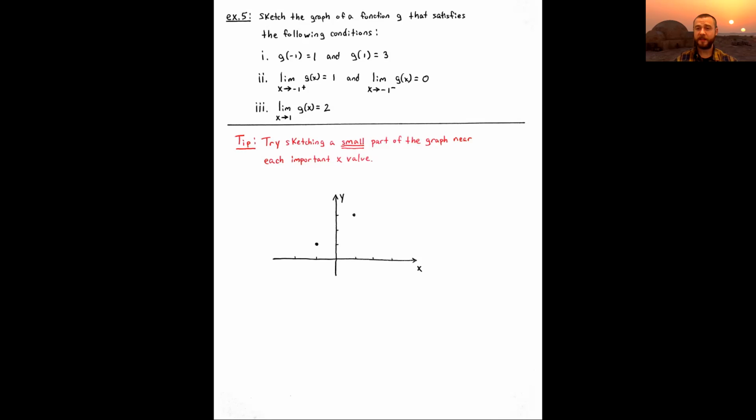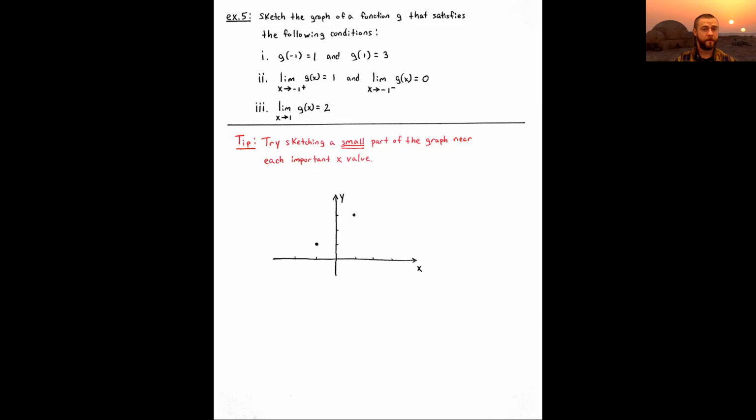All right, so let's start with condition 1. Condition 1 is simply points on the graph, since we interpret function values as being y values. So from part 1, we have the ordered pairs (-1, 1) and (1, 3), giving us these 2 points on the graph.